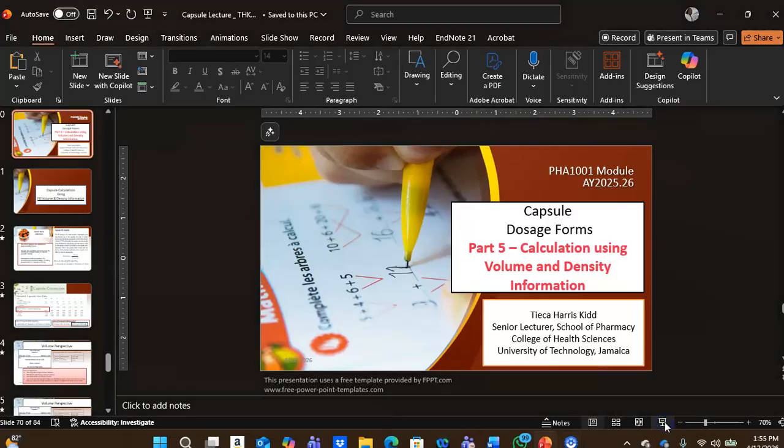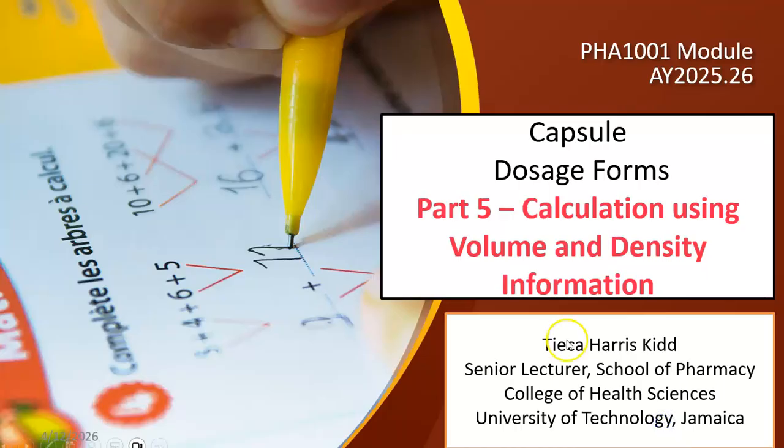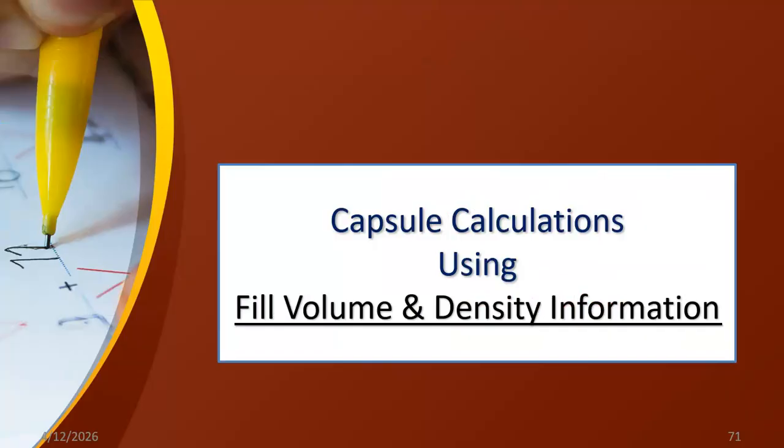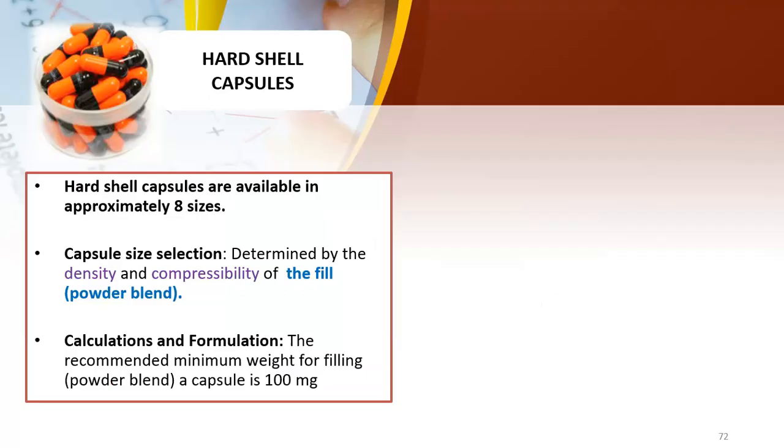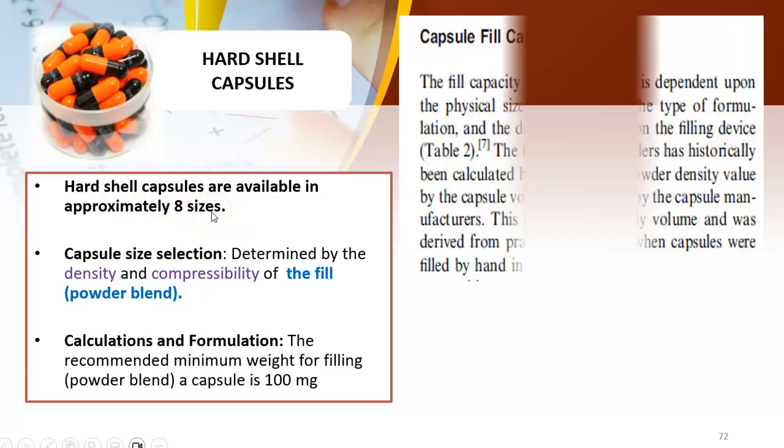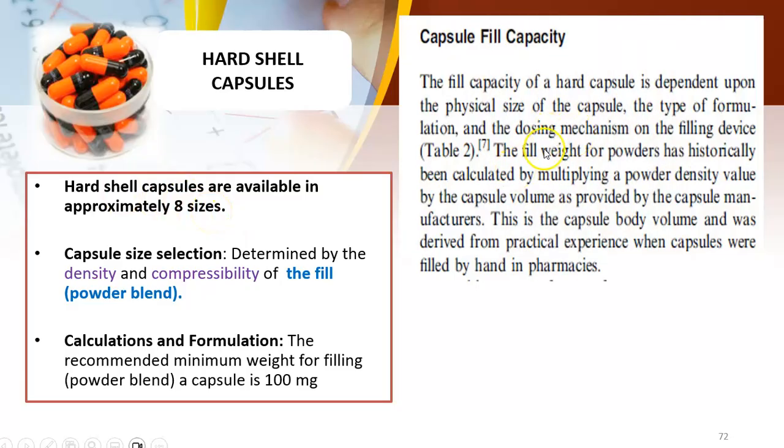In this video, I'm going to walk you through using density and volume information for your calculation. Once you have the density of the powder and the volume, the size of the capsule shell, you can use the information along with the equation density is equal to mass over volume to interplay between your data and solve your calculation.